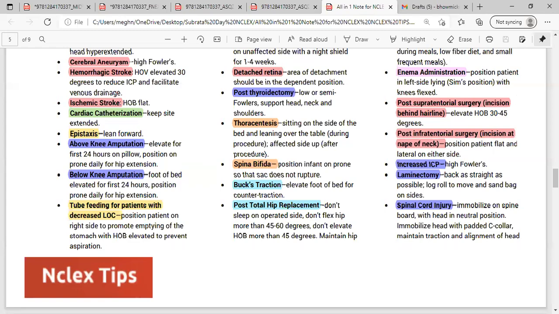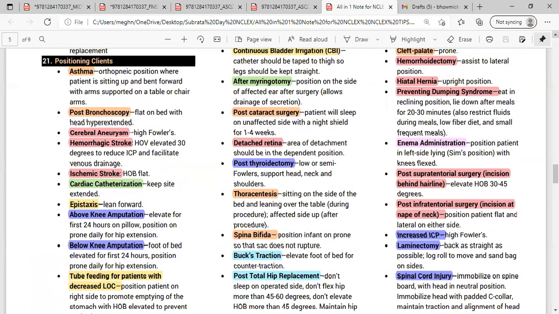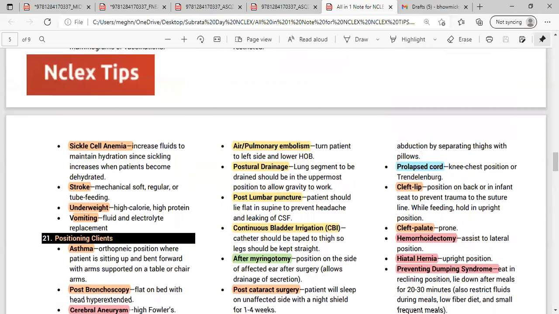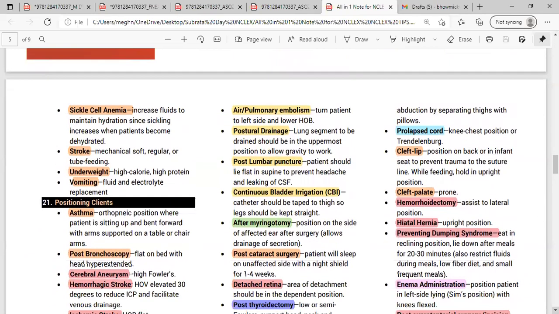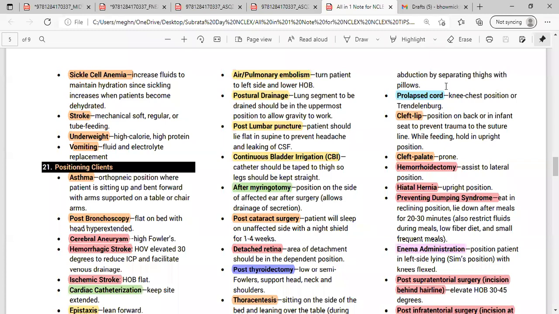And also it is good to maintain the hip abduction by separating the thighs with a pillow. If anybody has a prolapsed cord, particularly during delivery, it is good to request the mother to take the knee-chest position or Trendelenburg position. Knee-chest position increases the oxygen supply to the baby and is good for the mother.